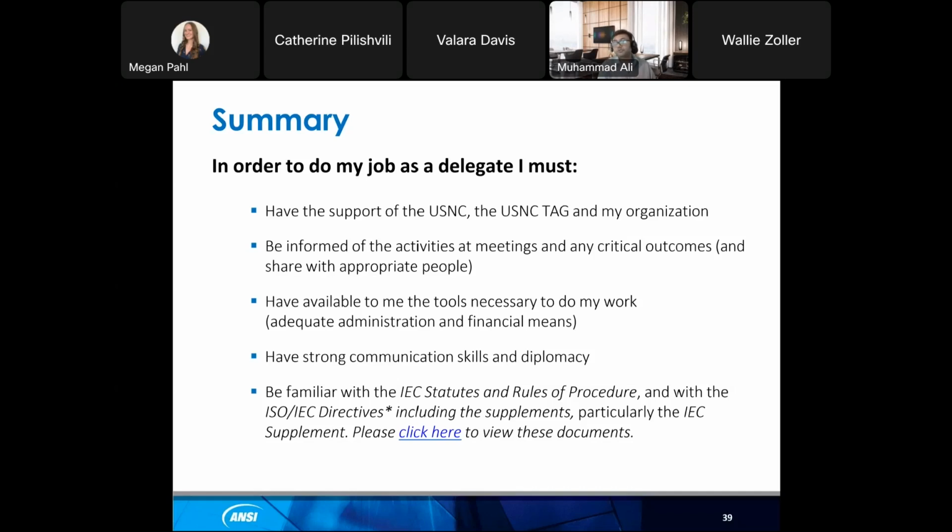electronic tools, as well as the tools that will be necessary to do your work, such as, of course, going to the meeting, having the funding available, as well as ensuring that you are familiar with the IEC and ISO policies and procedures, as well as the USNC TAG operating procedures. If you move on to the next slide, please.